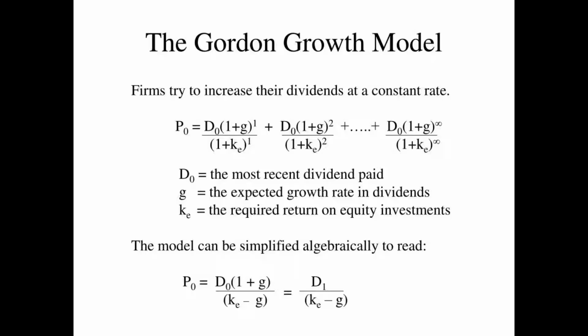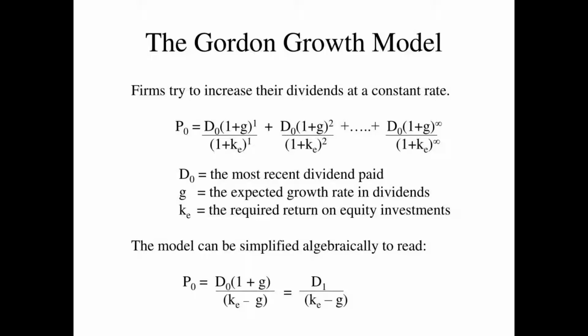The Gordon growth model. P0, the current price of the stock, is equal to D0, the most recent dividend paid, multiplied by 1 plus g, where g is the expected constant growth rate in dividends, divided by Ke, the required return on investment in equity, minus g. That is equal to D1, the dividend paid at the end of the year, divided by Ke minus g.